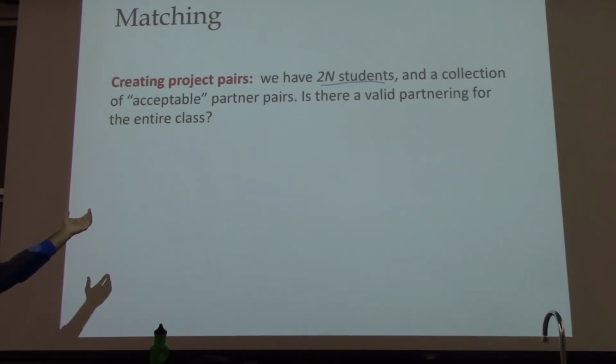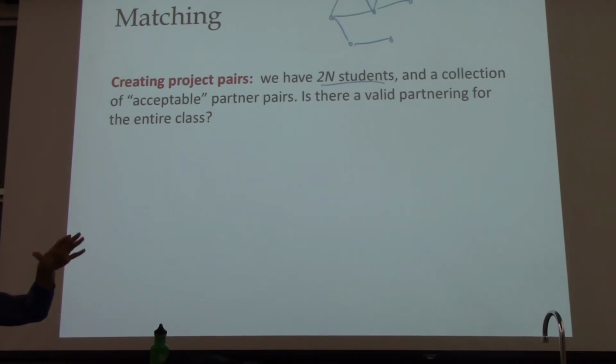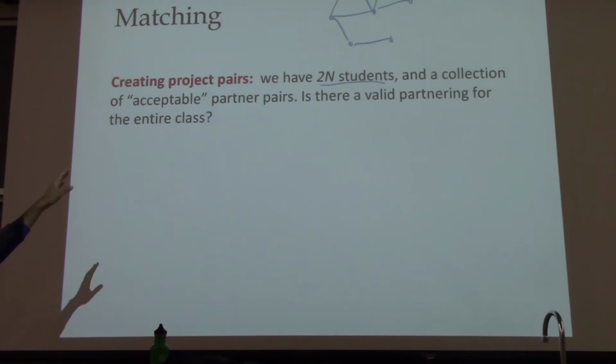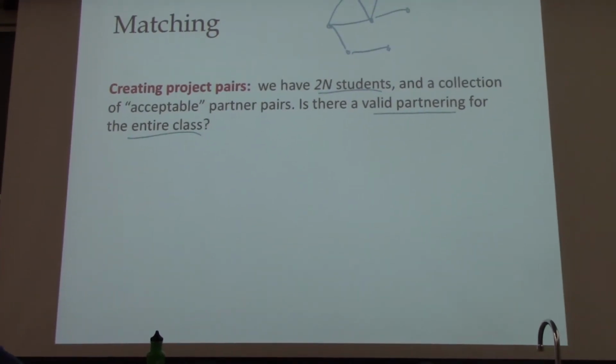Every student has a bunch of people with whom he or she is okay partnering. So this graph could look relatively dense, it could look sparse and so on. We just don't have edges between people who are absolutely not fine working with one another. So that's this graph. And what is the goal? The goal is: is there a valid partnering for the entire class?